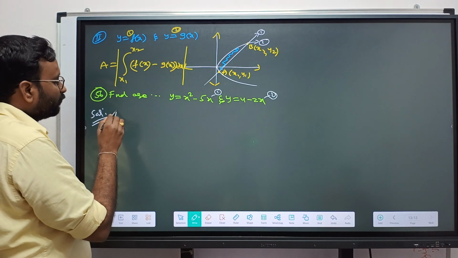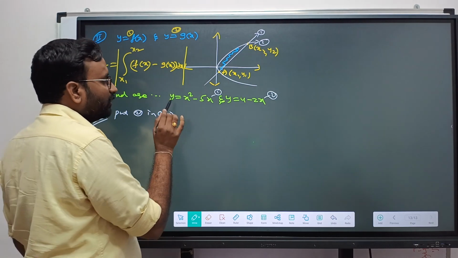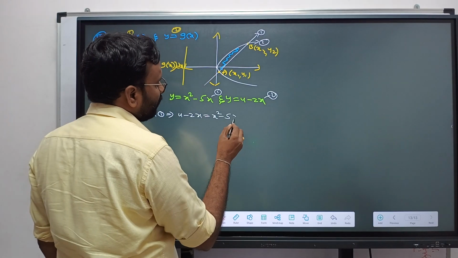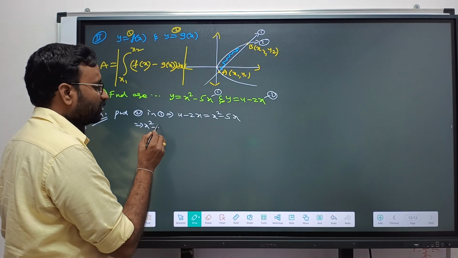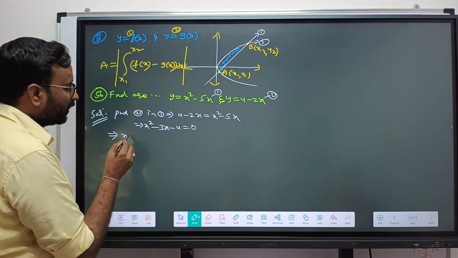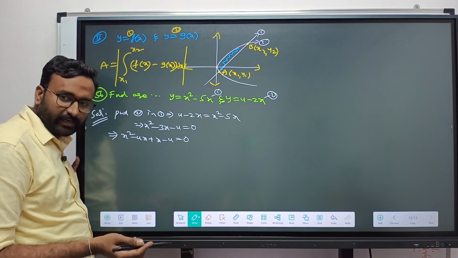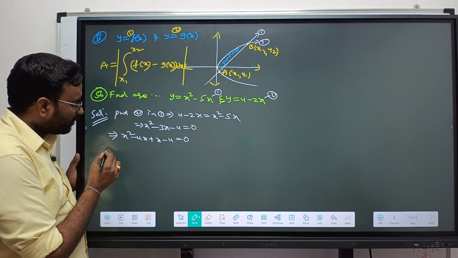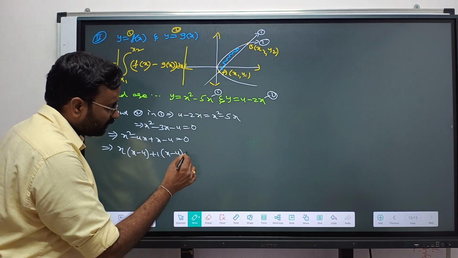Now what I am doing? Put 2 in 1. Then it will become, y equal to what? 4 minus 2x is equal to x square minus 5x. Take all to that side. x square minus 5x plus 2x will be minus 3x, minus 4 equal to 0. Then factorization. x square minus 4x plus x minus 4 is equal to 0. You know factorization, we completed it already, quadratic equations in 10th class. Okay, now take x common. This is x minus 4 plus 1 common. x minus 4 is equal to 0.